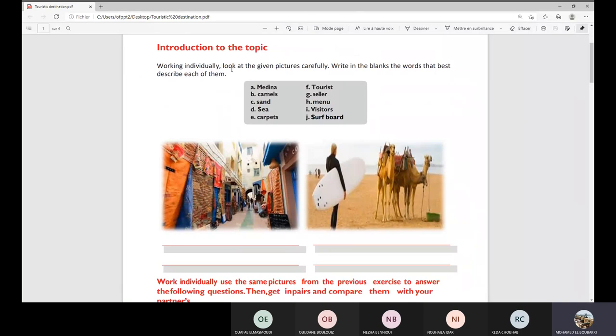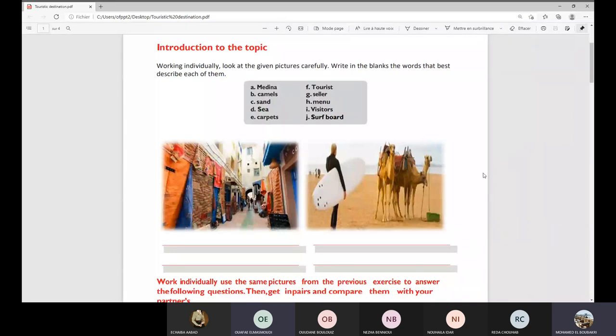Good. One of you now to read the instructions at the top. You got an introduction to the topic and an instruction here. Read it, one of you. Only one of the students. Okay, so: working individually, look at the given pictures carefully. Write in the blanks the words that best describe each of them. We have Medina, camels, sand, sea, carpet, tourist, seller, menu, visitors, surf board.